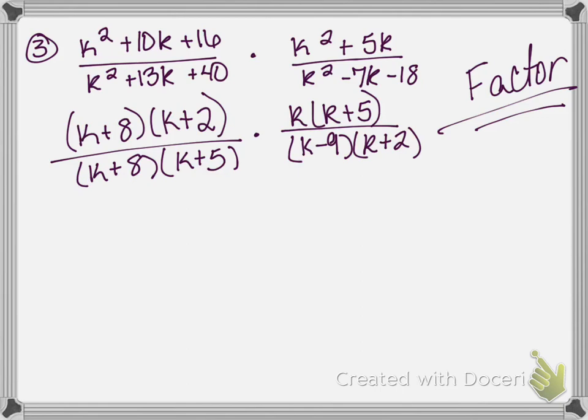So now that I have everything factored, now I can start cross-canceling. And if it's on the top and it's on the bottom, I can cancel it. It doesn't have to necessarily be cross-cancel. So then I've got k plus 2 and k plus 2, k plus 5 and k plus 5. So I actually was able to get rid of quite a few things. And so my final answer here is going to be k over k minus 9. And that is number 3.